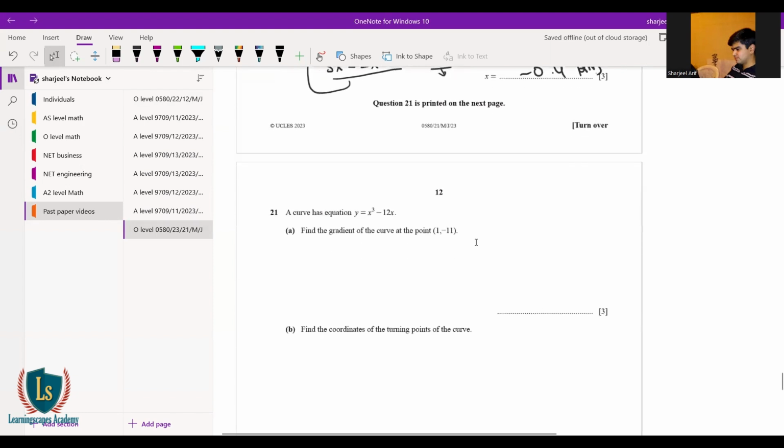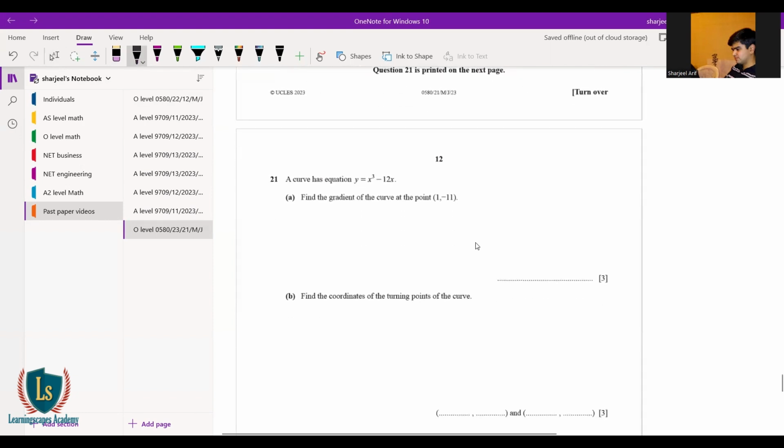Okay. For question number 21, we have the equation of the curve y equals 3x cubed minus 12x. We have to find the gradient. For that, we need a derivative. We use the power rule. So x cubed will become 3x squared: we bring down the power and deduct 1 from it, and 12x will become 12. So 3x squared minus 12. Substitute the value of x equals 1. So our answer is minus 9. That is the gradient.